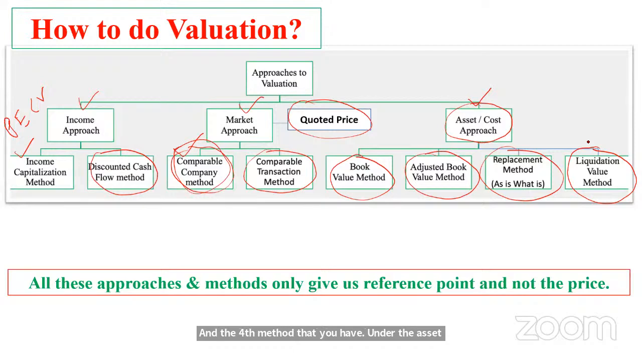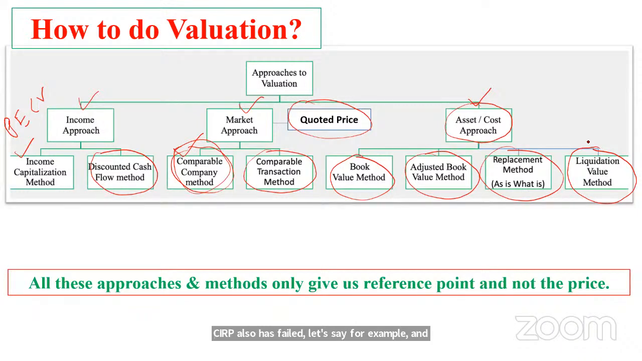So what is the meaning of the liquidation value method? The meaning is that this company that you're trying to value, let's say, has gone to NCLT. It has gone under the Insolvency and Bankruptcy Code 2016, and somebody has filed the petition under section 7, 9, or 10 of the Insolvency Code, and the order has been passed by the NCLT for CIRP. CIRP also has failed, let's say, for example, and therefore now this company is going for liquidation.